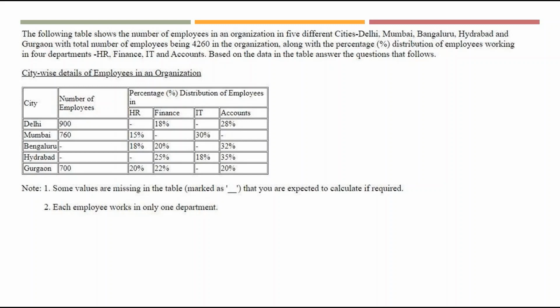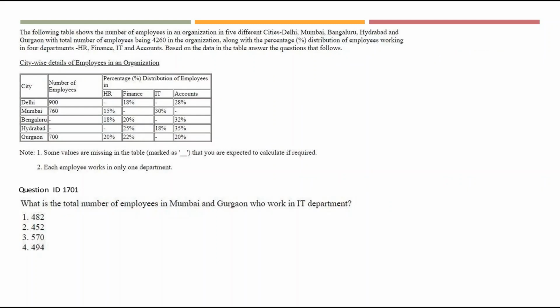City-wise details of employees in an organization are given in the form of a table. There is a small note given. Some values are missing in the table that you are expected to calculate if required. Each employee works in only one department. Now let's see the first question.